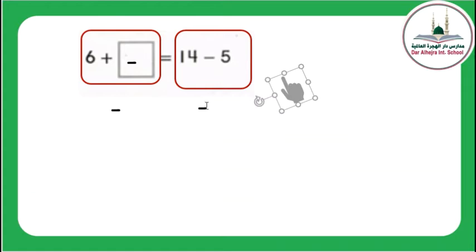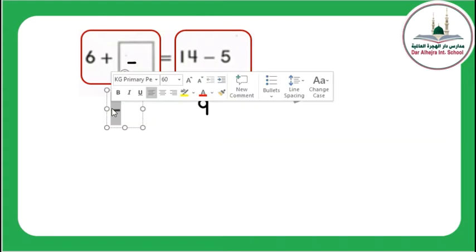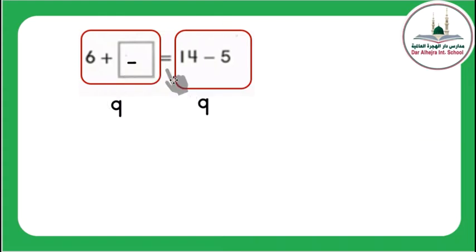14 minus 5, I know that 14 minus 5 is 9. So that means the sum here should be 9, because I know on both sides of the equals sign, the amount should be the same. So if this is 9, this should be 9. That means we need to add something here. We need to add to 6 to get a total of 9, and I know that 3 plus 6 equals 9, so I can add 3 here. So here we have to use a little more understanding, that we have to solve one side to get the answer of the other side.